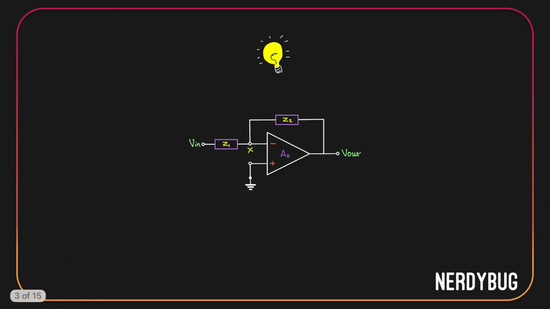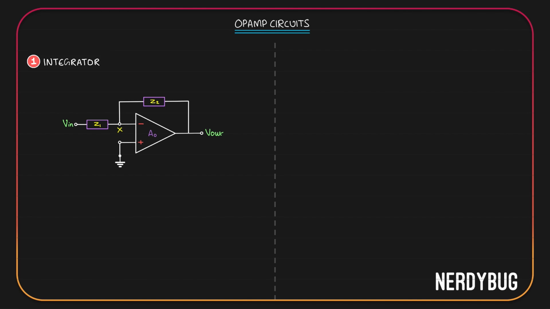We will start with a generic inverting amplifier. Instead of giving the feedback through a resistor and giving the input through a resistor, I have added two impedance boxes. And depending on our requirement, we will decide what should be there. Let us start with an integrator.